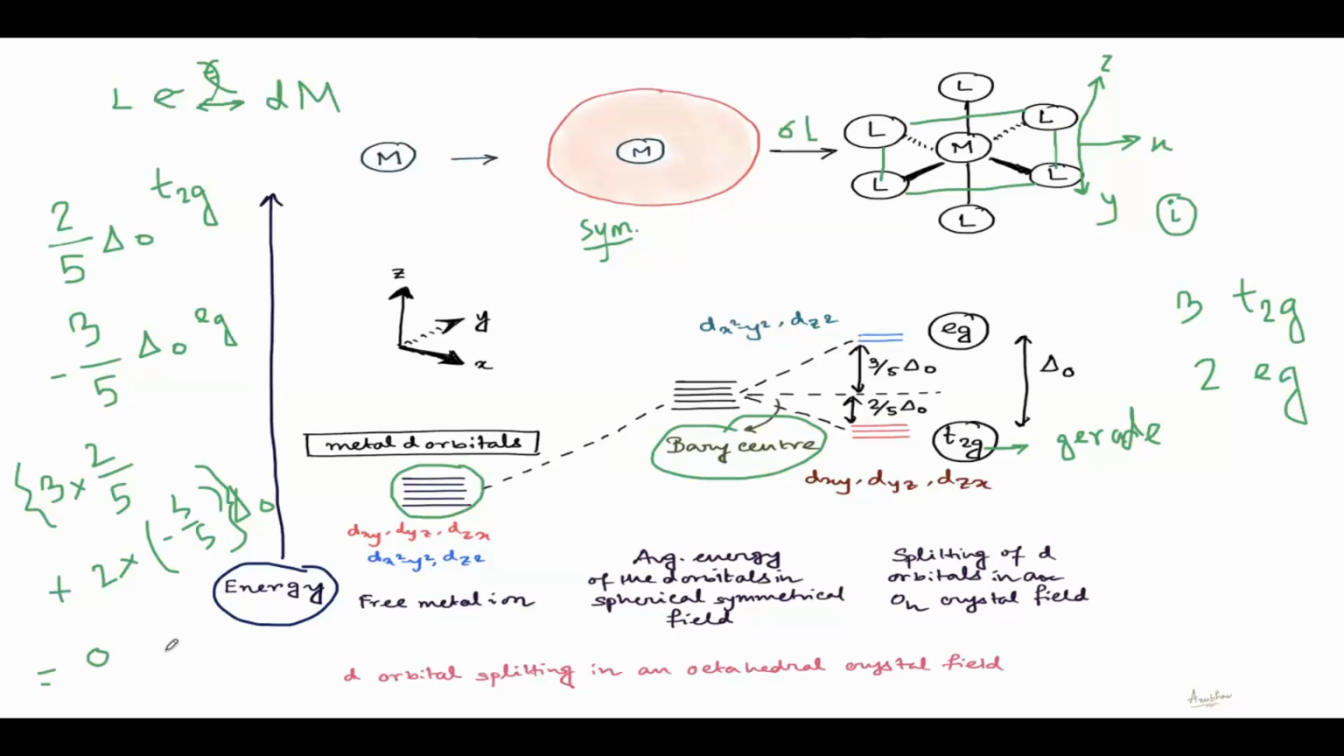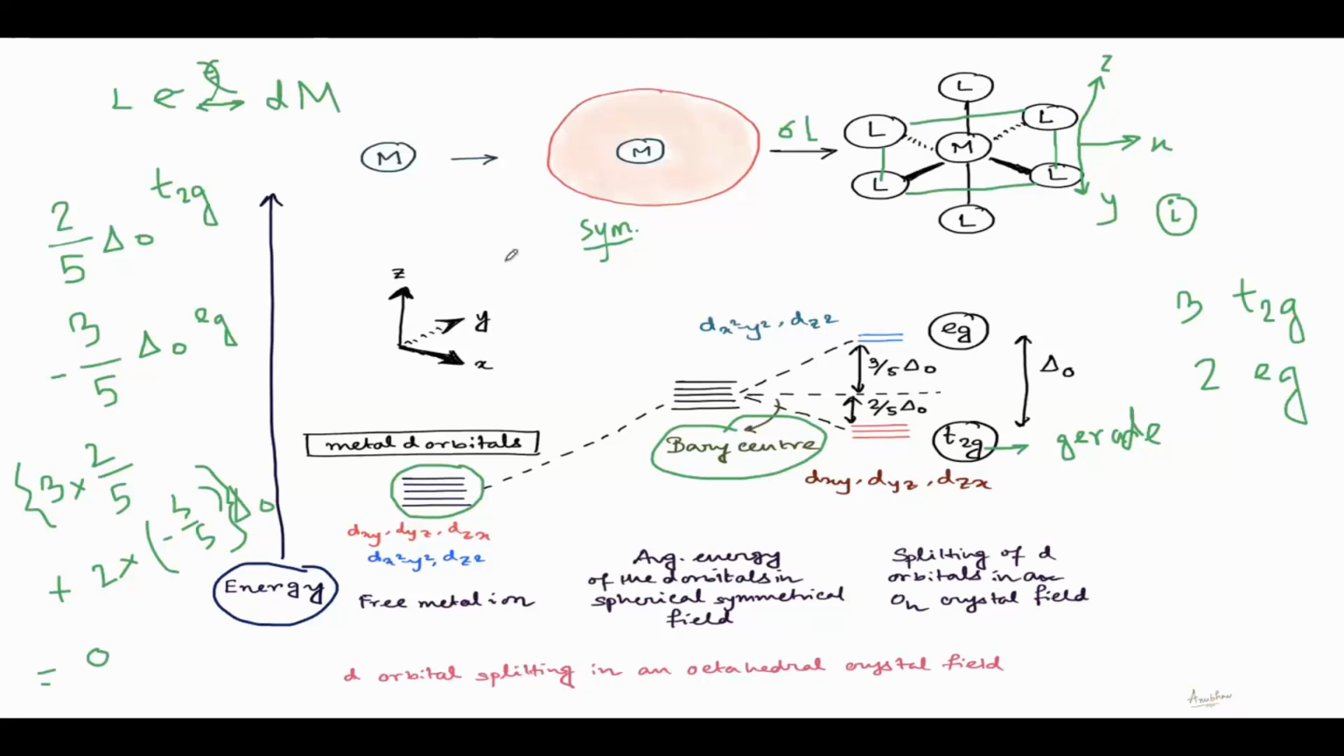Like 2 EG orbitals will have 3 by 5 delta O energy and 3 T2G orbitals will have 2 by 5 delta O energy each. That's how the entire symmetry of the energy, or the conservation of energy, is maintained over here, so that the total energy added is actually equal to 0. So that is all in this case, the crystal field splitting.